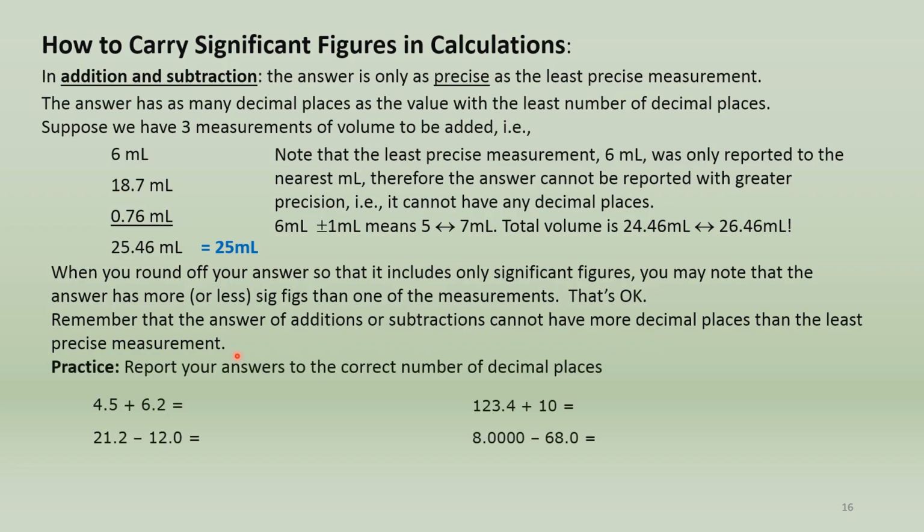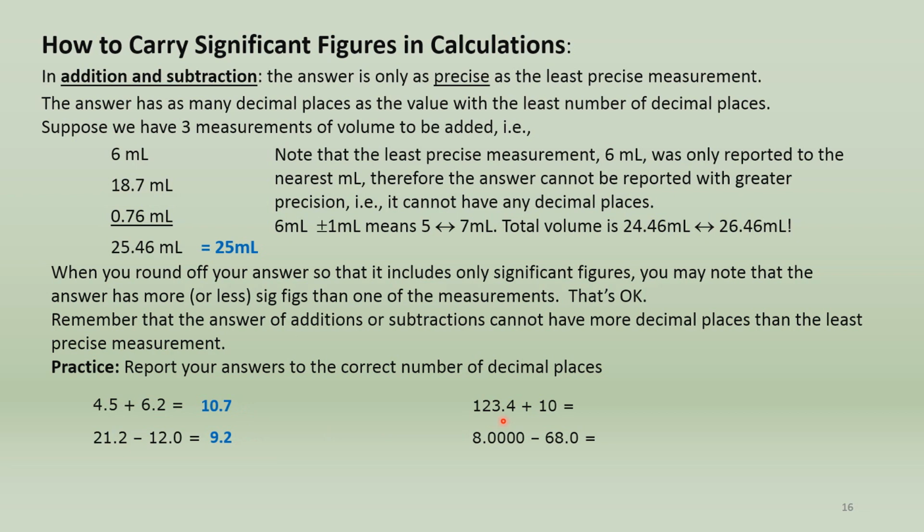Let's get some practice. Adding 4.5 with 6.2, each of these numbers has 1 decimal, so our answer will have 1 decimal, 10.7. 21.2 minus 12.0, each has 1 decimal, and so will our answer, 9.2. Again, notice here that we start out with numbers with 2 sig figs. Our answer has 3 sig figs. Here we go from 3 sig figs down to 2. It's not about sig figs for addition and subtraction. It's about precision.